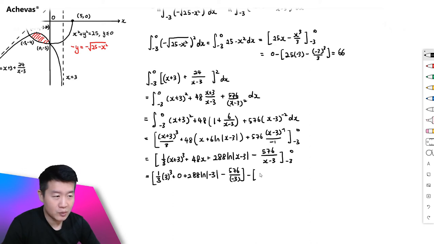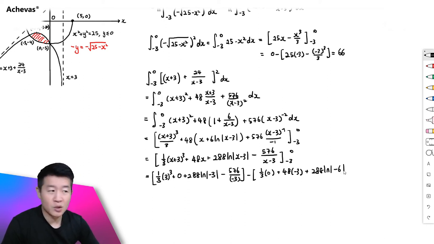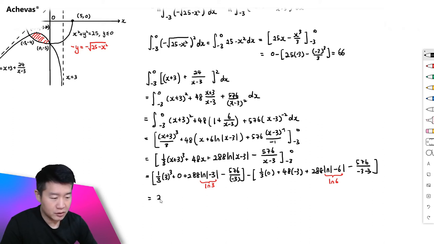So it will be 1 over 3. Oh, minus 3 in this is going to be 0. Then plus 48 of minus 3 plus 288 ln of minus 3 minus 3, which is minus 6. Again, we need the modulus in order for it to be defined. So we will be treating this as if it is ln 6, and we will be treating the other as if it is ln 3. And if you were to simplify this, you will be getting 249 minus 288 ln 2.